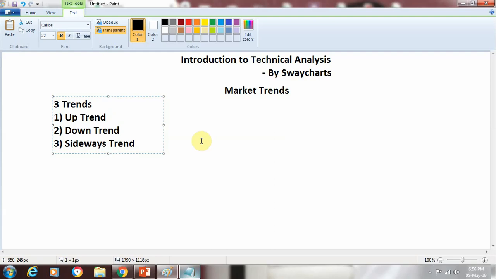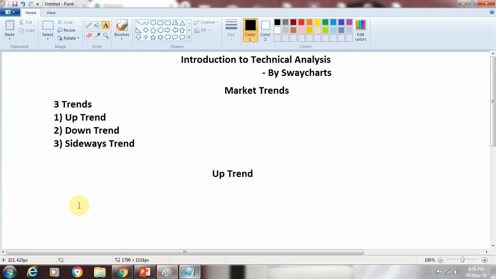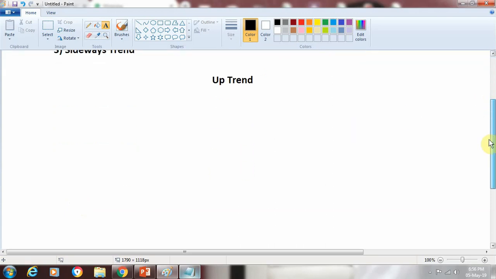Right, so now let's see uptrend. So now I'm going to say here, uptrend. So when do we say that a particular stock or the market is in uptrend? For that we need to understand a pattern in price, right?